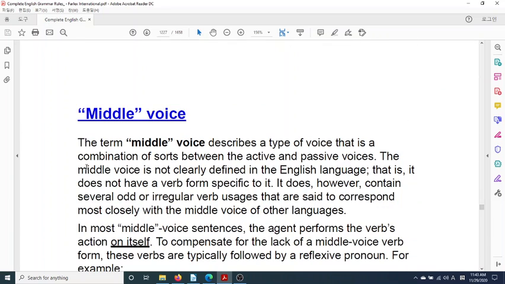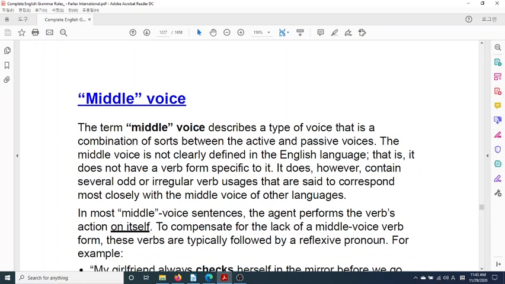Now let's talk about the odd one out, the middle voice. The term middle voice describes a type of voice that is a combination of sorts between the active and passive voices, where the subject and the object and the agent are all the same thing. This middle voice is not clearly defined in the English language. That is, it does not have a verb form specific to it, right?